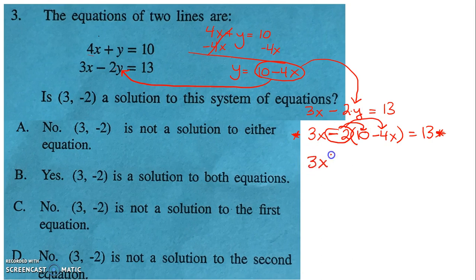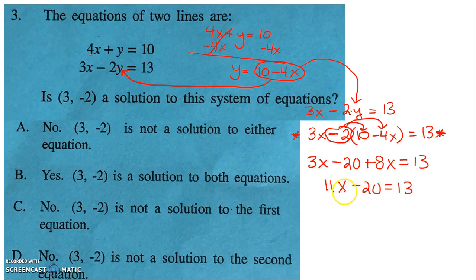And so we have 3x, negative 2 times 10 is negative 20. Negative 2 times negative 4x, negative times a negative, that's a positive. 2 times 4 is 8x. Still equals 13. Then I'm going to combine like terms. 3x and 8x are like terms. 3x and 8x on the same side of the equal sign. You just combine them. 3x and 8x. 11x minus 20 equals 13.